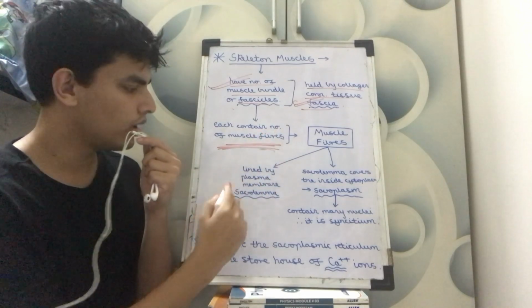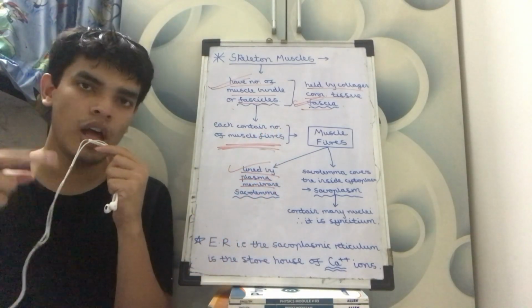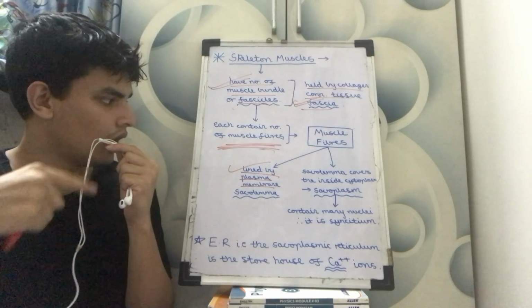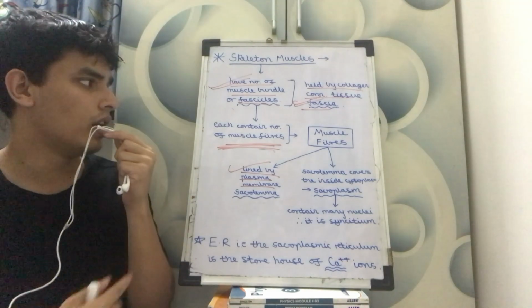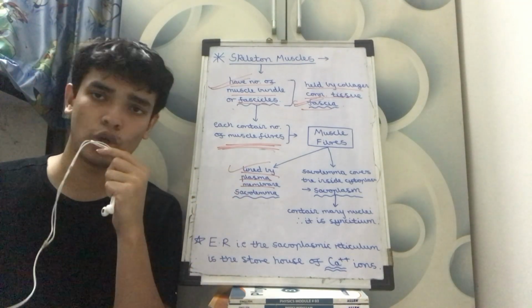The muscle fiber is lined by a plasma membrane, the sarcolemma. The plasma membrane of the muscle fiber is called the sarcolemma. Then the sarcolemma covers the inside cytoplasm, which is called the sarcoplasm.